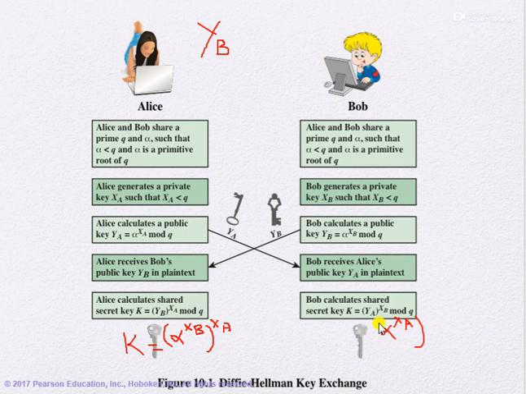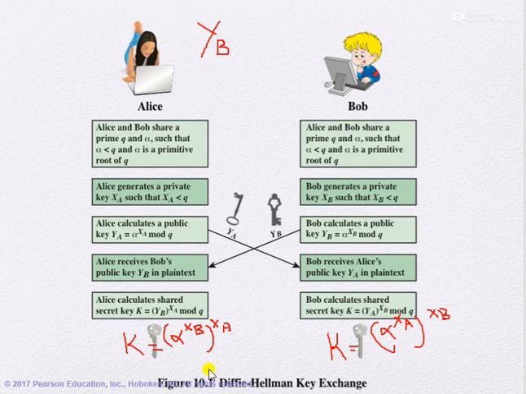And then Bob does what? This is YA, and Bob raises it to the power XB. So both parties, Alice and Bob, now share a secret key K that is the same: alpha raised to the power XB XA, or alpha raised to the power XA XB.